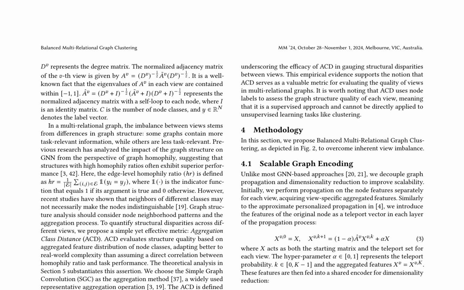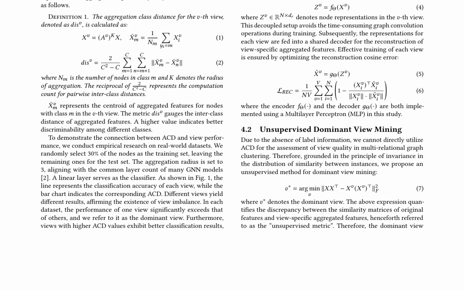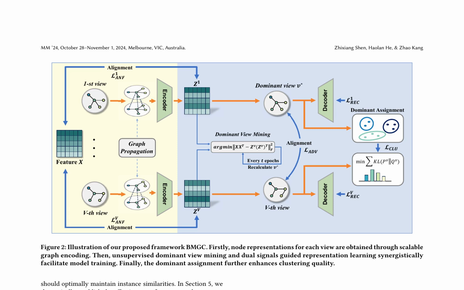It begins by introducing the Aggregation Class Distance, ACD, metric to quantify structural disparities across different views. ACD evaluates structure quality based on aggregated feature distribution of node classes. The methodology involves scalable graph encoding, unsupervised dominant view mining, and co-aligned representation learning. Scalable graph encoding decouples graph propagation and dimensionality reduction to improve scalability.